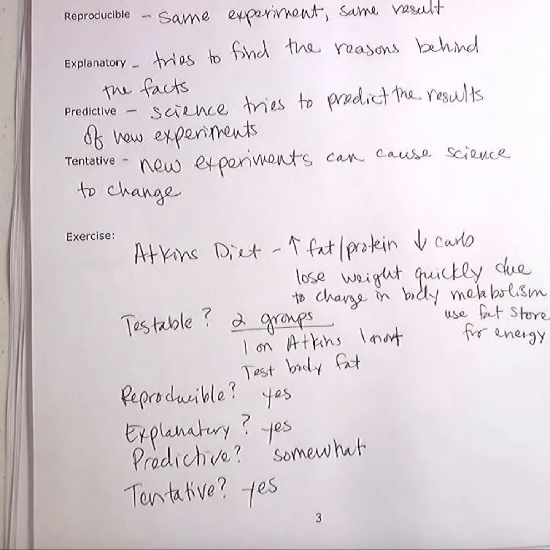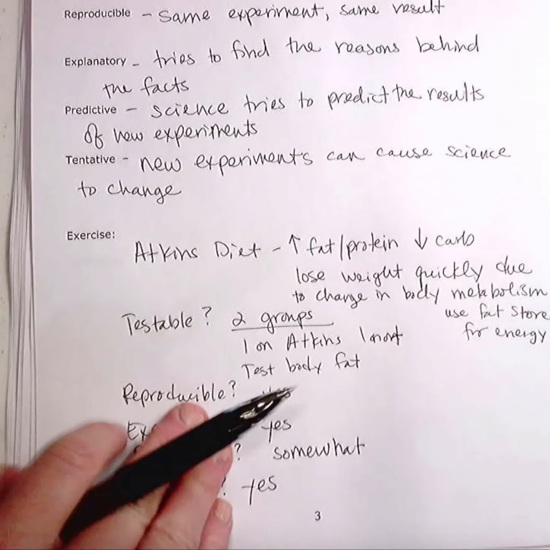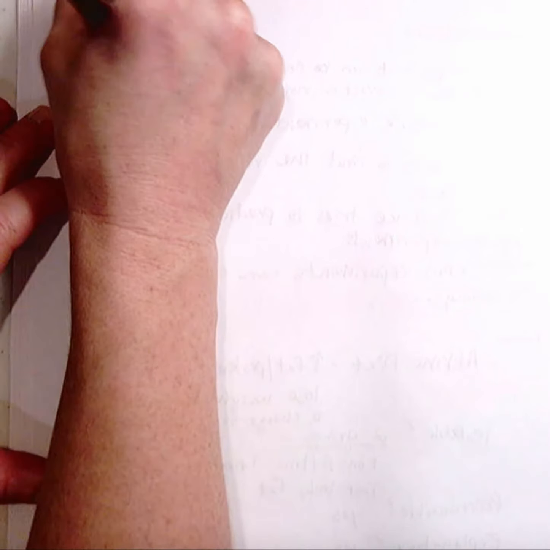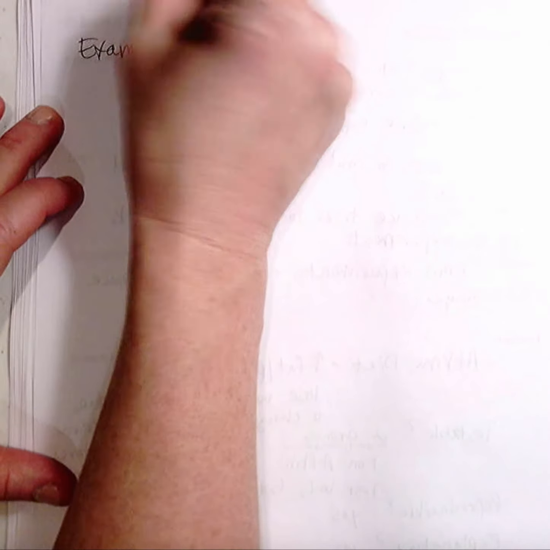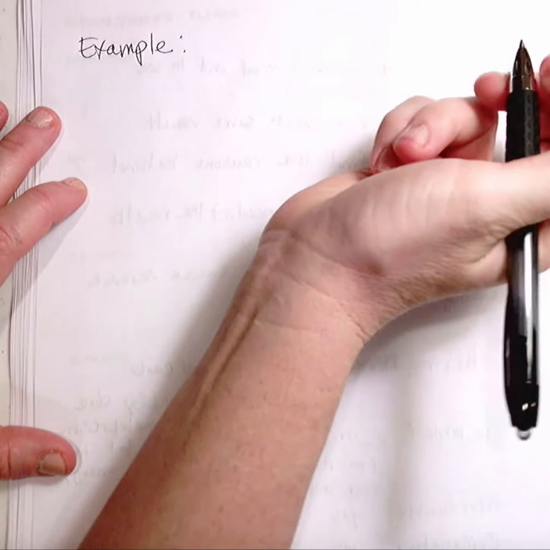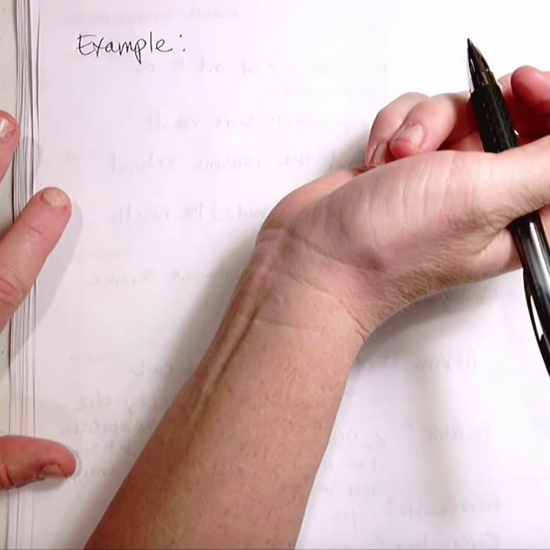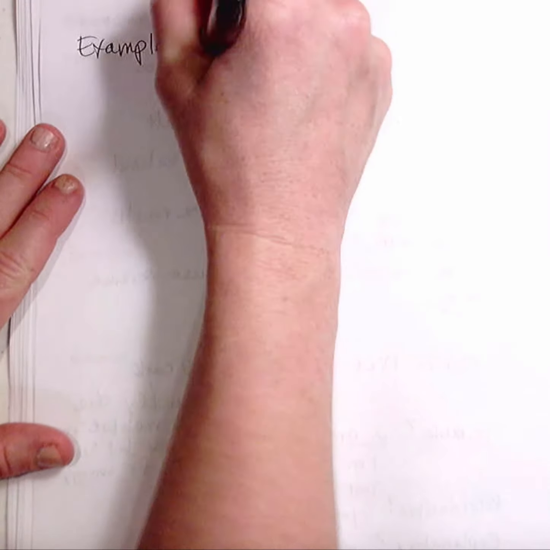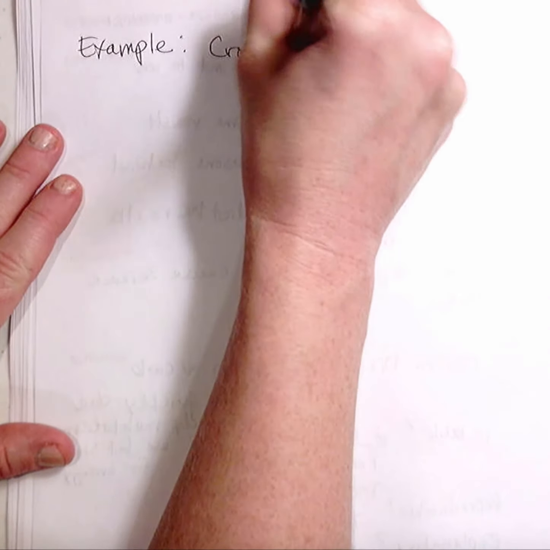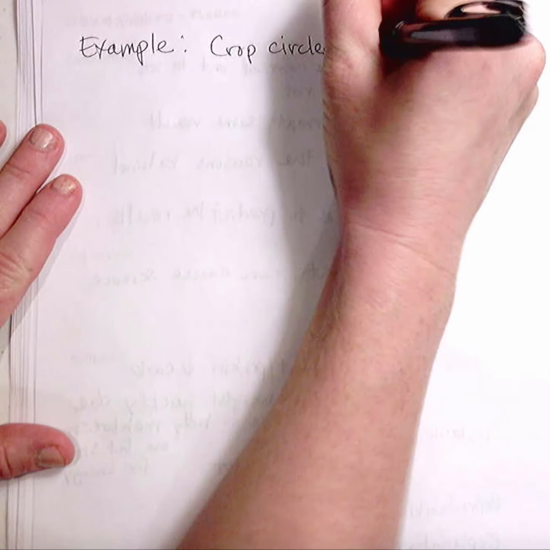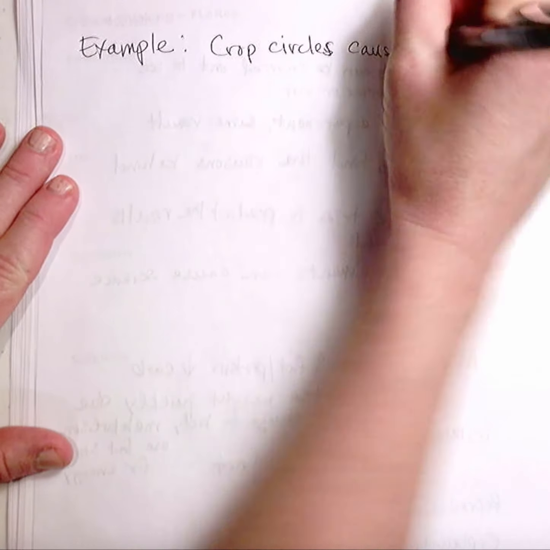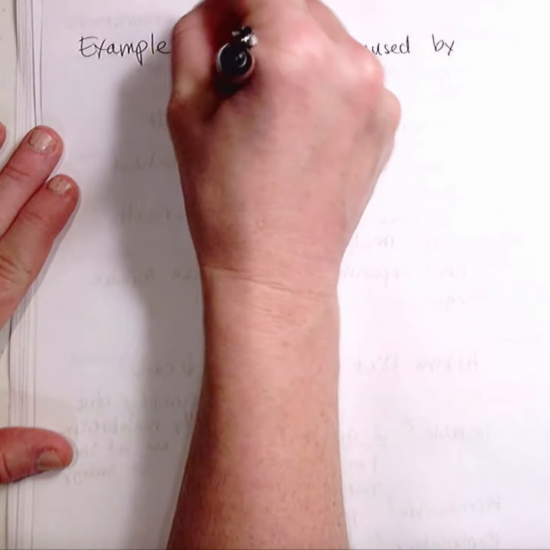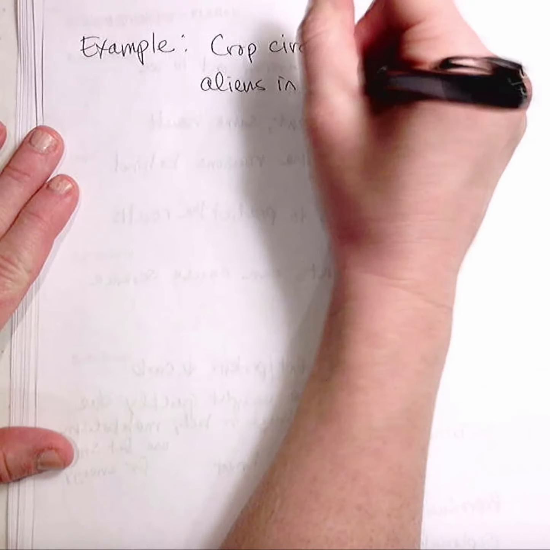Okay, so let's go through another example. And I'll do this on the back of this page. Okay. A scientist says that crop circles in cornfields are made by aliens who land spacecrafts in the middle of the night. Crop circles caused by aliens in spacecrafts.